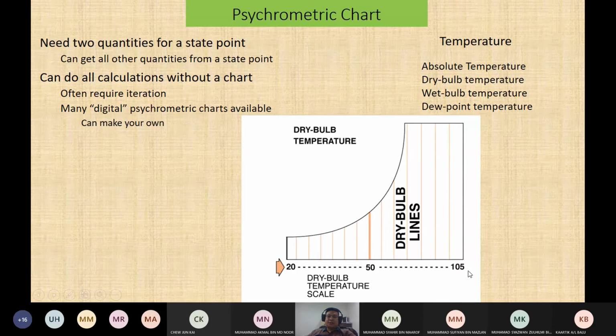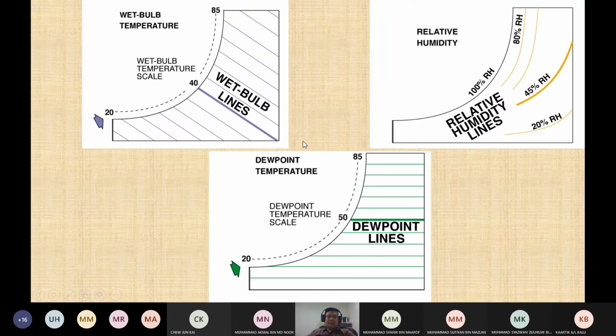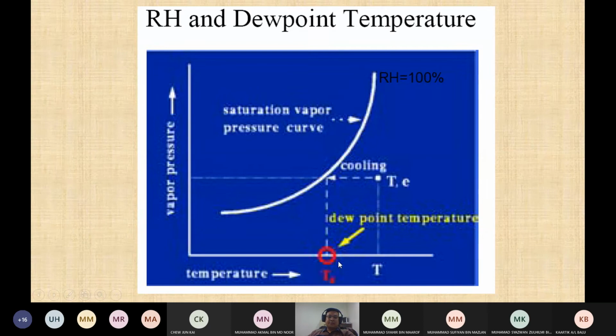From 20 until 105, what is the dry bulb? You should have learned before this: what is dry bulb, what is wet bulb, dew point, absolute temperature. Then the 45 degree line gives the wet bulb. The slope of the curve gives the relative humidity. The horizontal line is the dew point line. This is one example of how to measure. You should define every line, and if we meet one point, you try to determine the other line conditions.